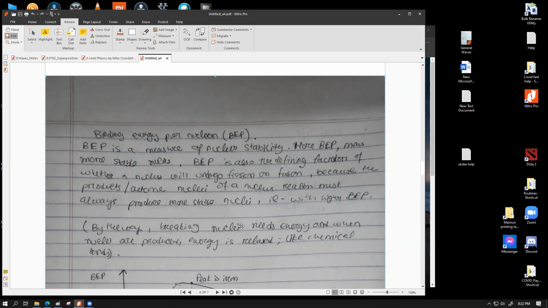Because BP is also the defining factor whether a nucleus will undergo fission or fusion, because the product or outcome nuclei of a nuclear reaction must always be more stable nuclei. This is a very important sentence for you to understand. Any nuclear process will always produce more stable nuclei. From nuclear reaction, we can never produce more unstable nuclei.